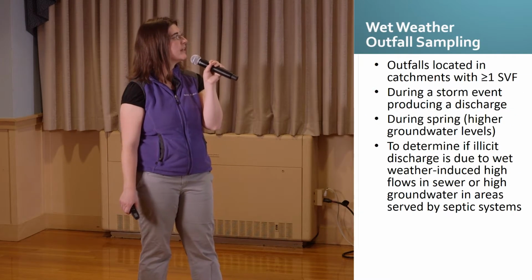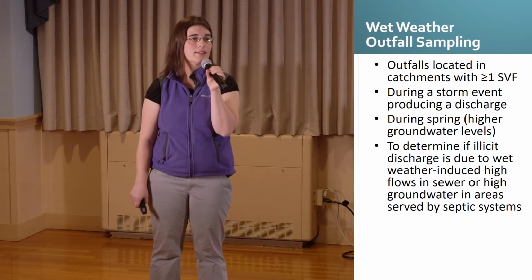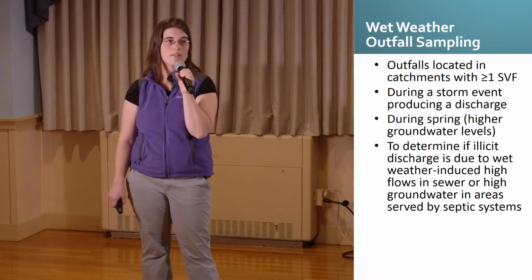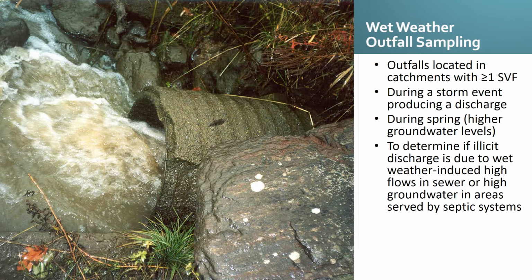Wet weather screening occurs for all catchments that have more than one system vulnerability factor. During a storm event, you conduct these wet weather inspections and sampling, when you have a discharge from the storm sewer system. There's no prescribed size of a storm. It could be a small storm, it could be a large storm, any storm event that produces a discharge.